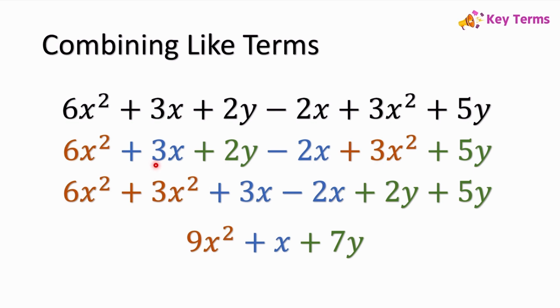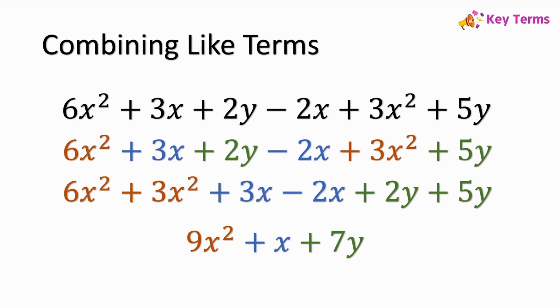Next, we have 3x, okay? Every other term that has an x in it is going to be a like term. So that's why we have this minus 2x. Then we have 2y. Every other term that has a y is going to be a like term. So that's how we get 5y. Then I rearranged the terms in this expression to put the like terms together. So I got 6x squared plus 3x squared, 3x minus 2x, and then 2y plus 5y.